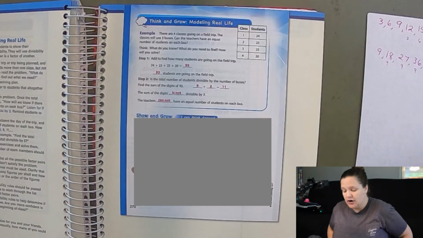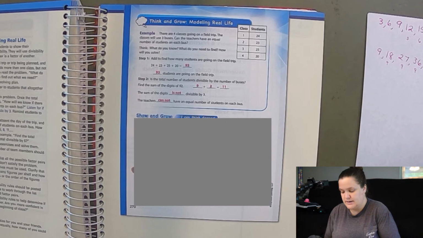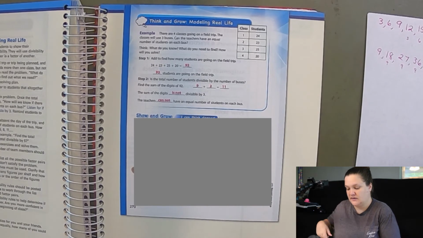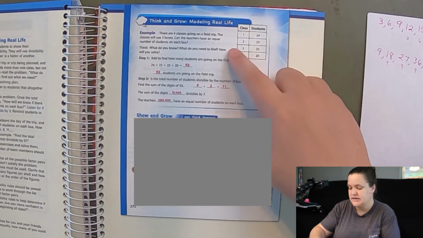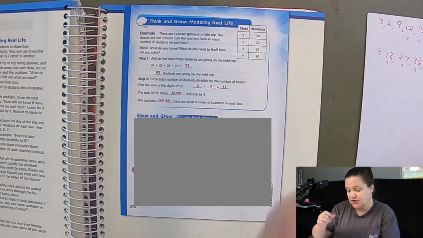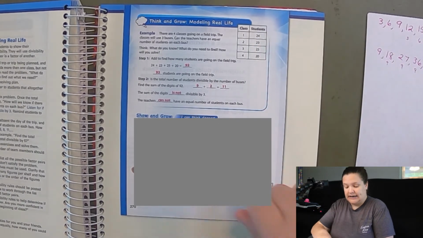All right, so let's look at some of the word problems, the modeling in real life. All right, there are 4 classes going on a field trip. The classes will use 3 buses. Can the teachers have an equal number of students on each bus? So here are our 4 classes, and the number of students on each one.